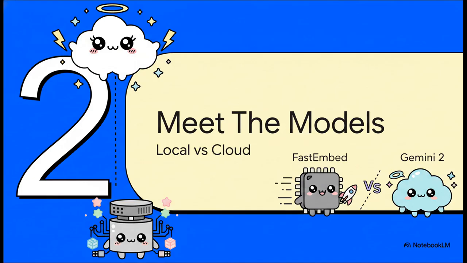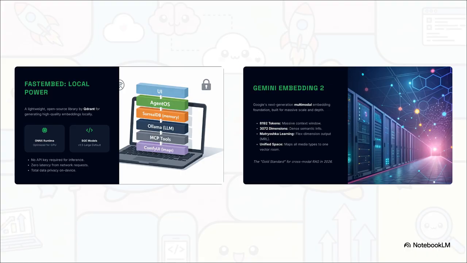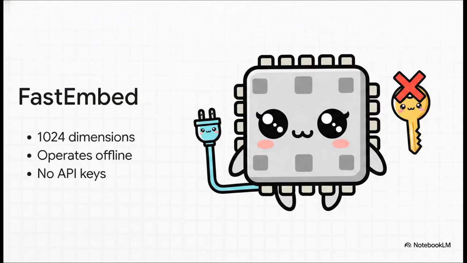Moving on to part two, let's meet the models. So on one side of the ring, we have Fast Embed. This one is designed to run completely locally, right on your own consumer hardware. And then on the other side, we've got Gemini Embedding 2, which represents Google's massive, cloud-based server rack architecture. Let's check out Fast Embed first.